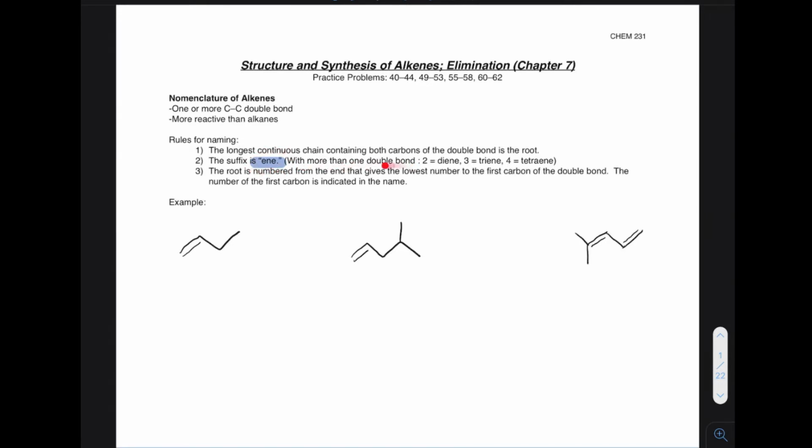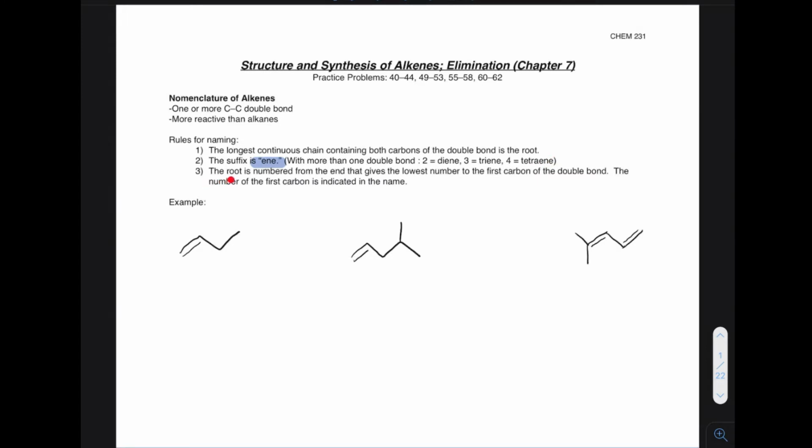And we'll see this in a little bit, but if we have more than one alkene in our molecule, we'll have to denote it as such. So if we have two alkenes in a molecule, the suffix will be diene. If we have, for example, four alkenes in a molecule, we'll have tetraene as our suffix.